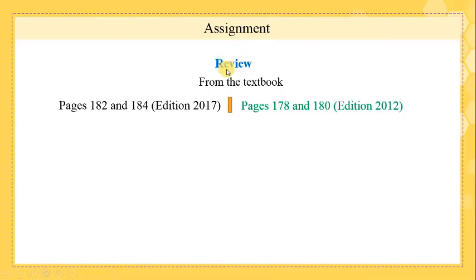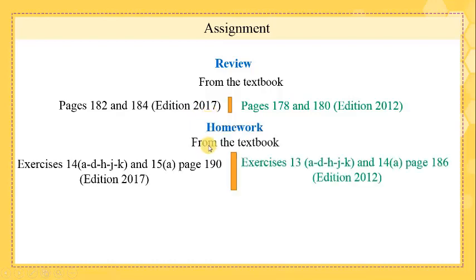Assignment. Review from the textbook, pages 182 and 184, edition 2017. Your homework from the textbook: exercise 14 parts A, D, H, J and K, and exercise 15 part A, page 190, edition 2017.